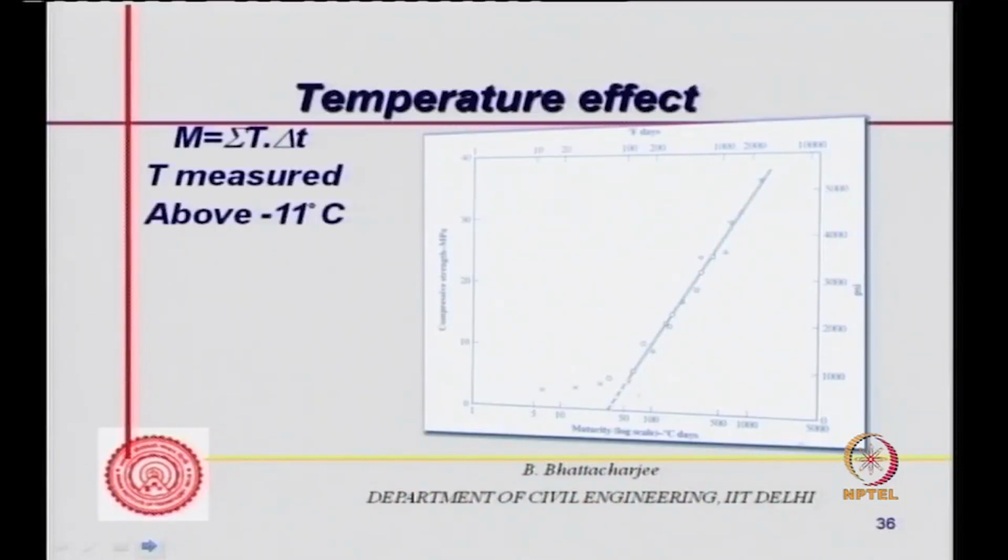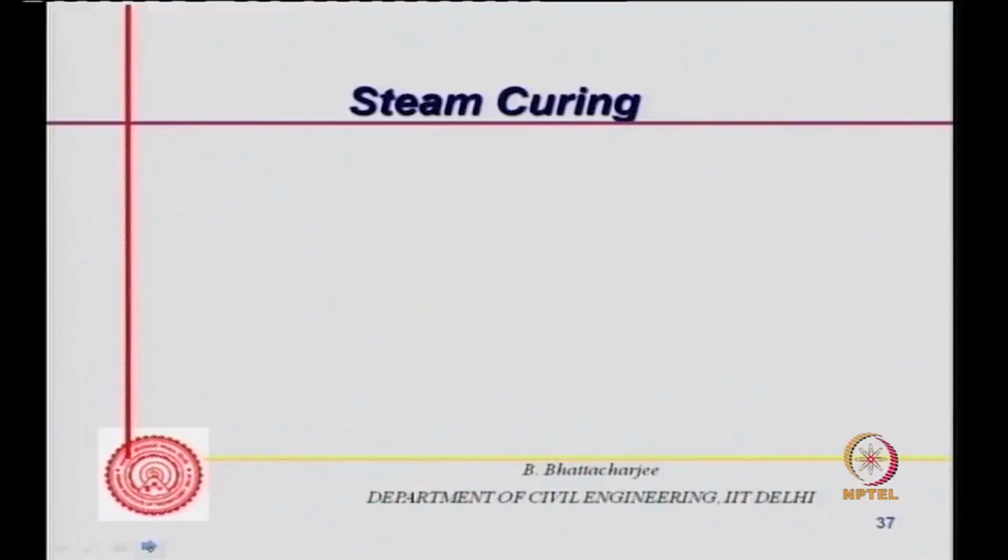What has been seen is that if the temperature T is measured above about 11 degrees centigrade, and it was maintained at T1 for delta T1 time, T2 for delta T2 time, and so on, and you sum this up, this is what is called maturity. And it has been seen that maturity, on a log scale in degree centigrade days, versus compressive strength can be roughly linearly related. So higher temperature for lesser time gives almost the same effect as lower temperature for a longer period. That's the idea, and that gives you the idea about steam curing.